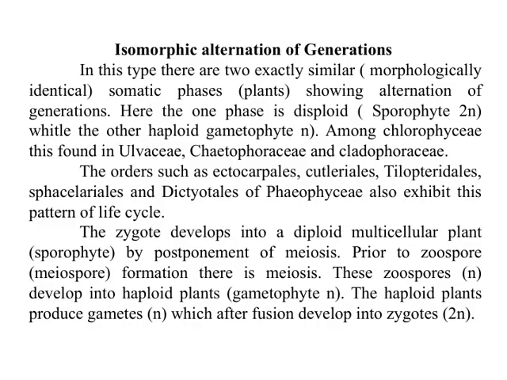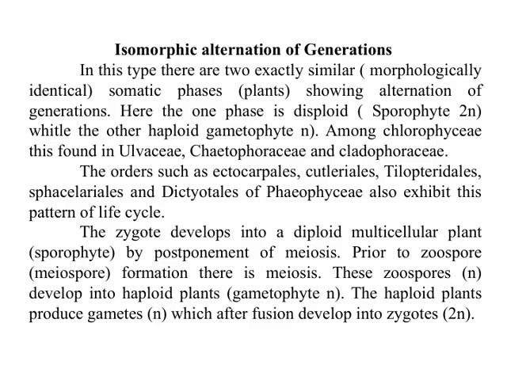Let's take a closer look at the isomorphic alternation of generations. In this type of life cycle, you find two somatic phases that are exactly similar in appearance and structure. That's what we mean by morphologically identical. These phases are both plant forms, but they differ in their genetic makeup. One is diploid, called the sporophyte, which has two sets of chromosomes, and the other is haploid, known as the gametophyte, with just one set.